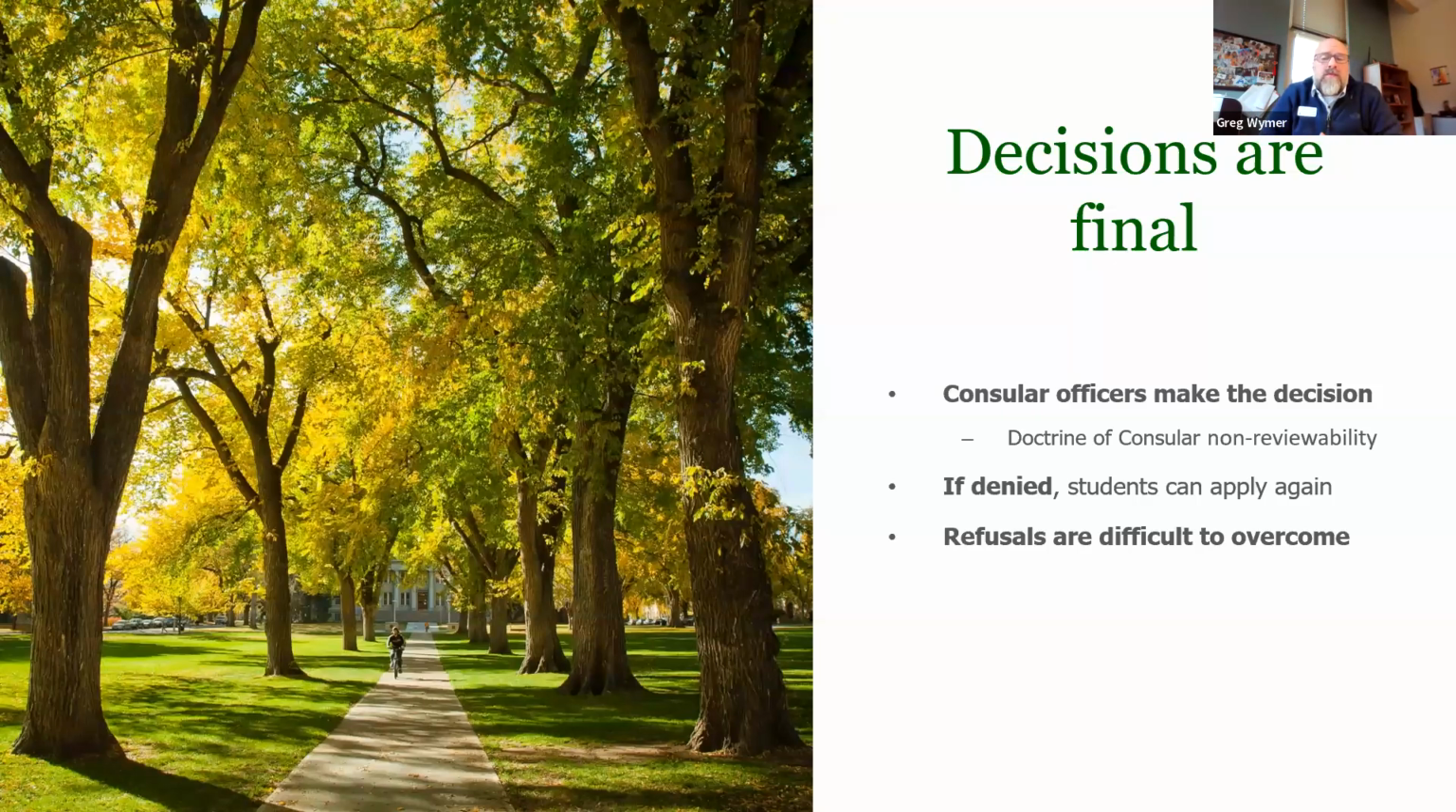But if they say, nope, you can apply again, don't engage the consulate officer in an argument. That'll go in the notes and it'll be difficult for you to overcome that in another interview. So just be respectful. You can ask that question why you were denied, but if they don't want to tell you, they don't really have to tell you. Okay, and so just be aware of that as well.